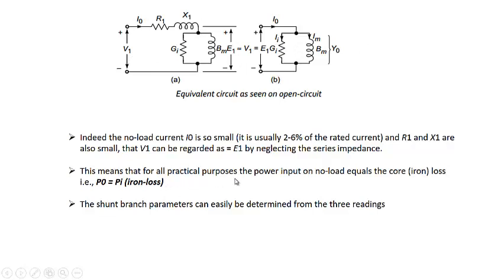For practical purposes, the power input on no load equals the core loss, because the power input is consumed only by the core loss component of the exciting branch. That means P0, measured by the wattmeter, is equal to Pi, the iron loss. Now from these readings, the shunt branch parameters can be easily calculated.